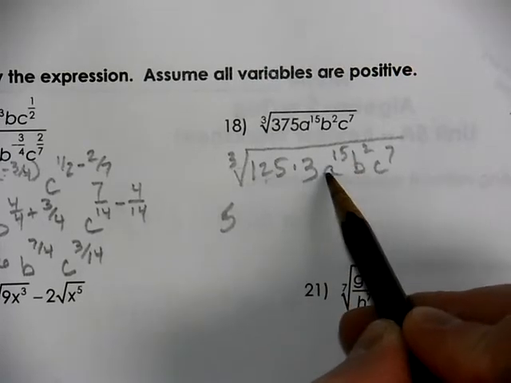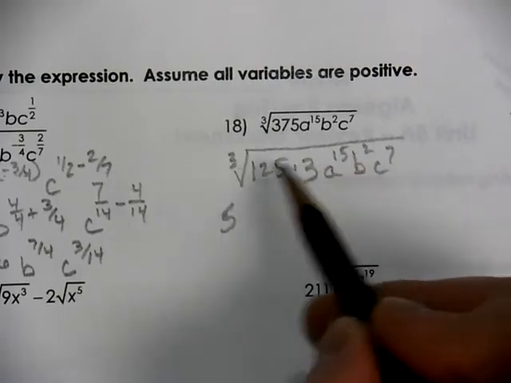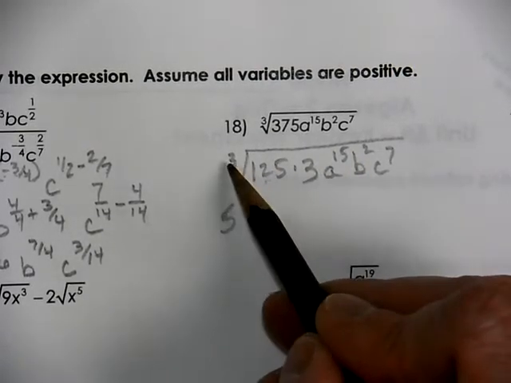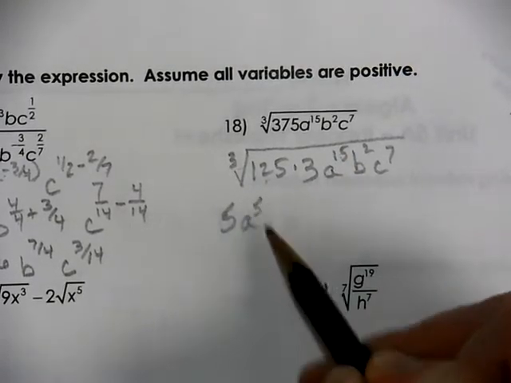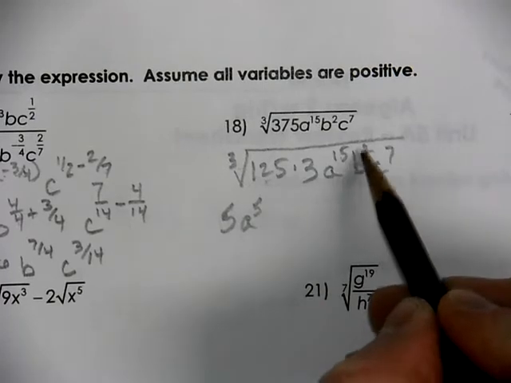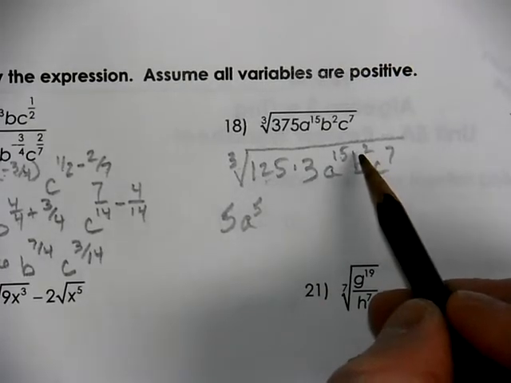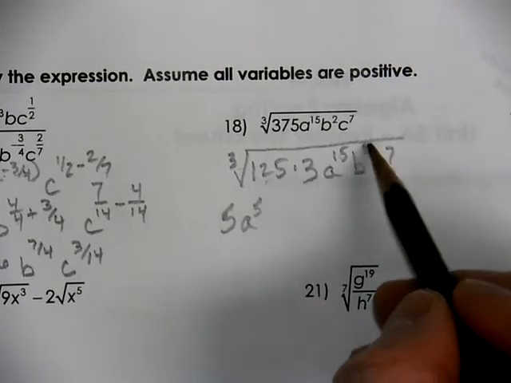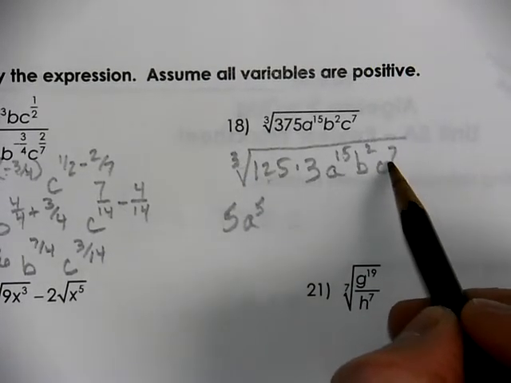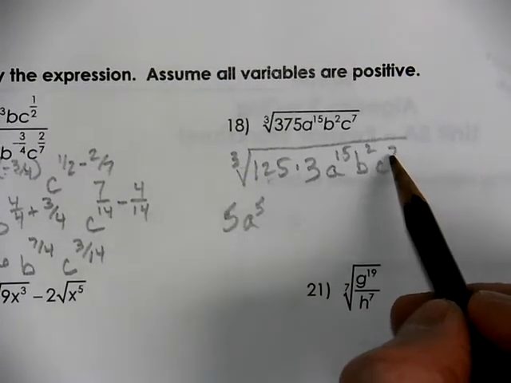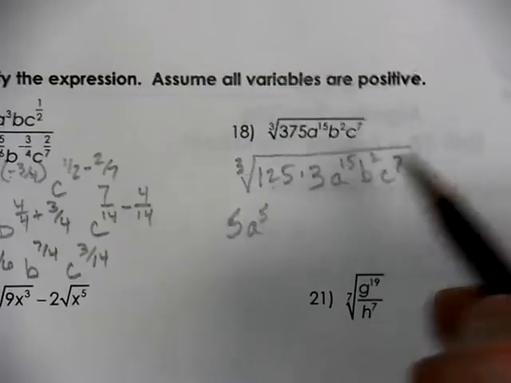3 goes into 15. There are 5 groups of 3 of a kind, because 3 goes into 15 5 times. So it's a to the 5th is going to be pulled out. Can't go into b squared because there's only 2 different b's in there. There's not 3 of a kind. 3 goes into 6, so it goes in there 2 times.